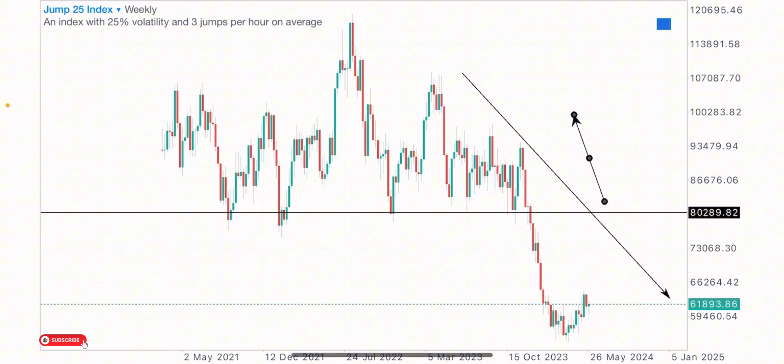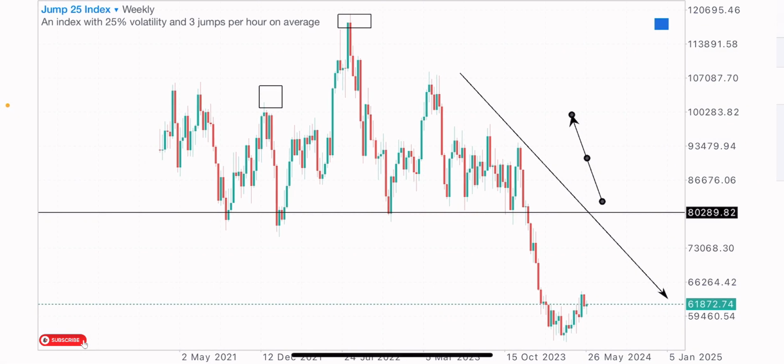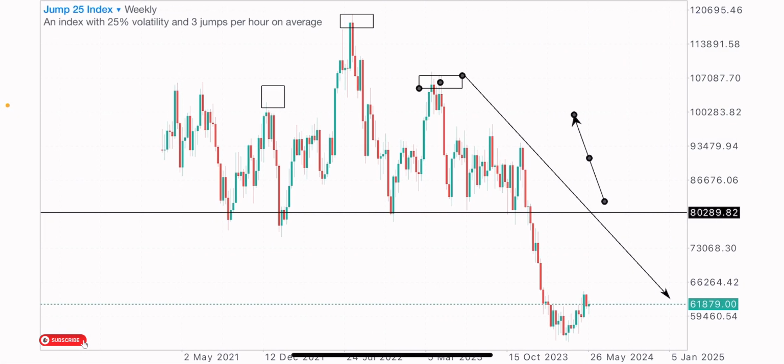reversal pattern formation, a head and shoulders pattern formation on the weekly time frame, having the left shoulder at this point, the head, I would say, at this zone, and the right shoulder, which we got at this point. So we got this head and shoulders pattern formation on the weekly time frame. And head and shoulders patterns are bearish reversal patterns.